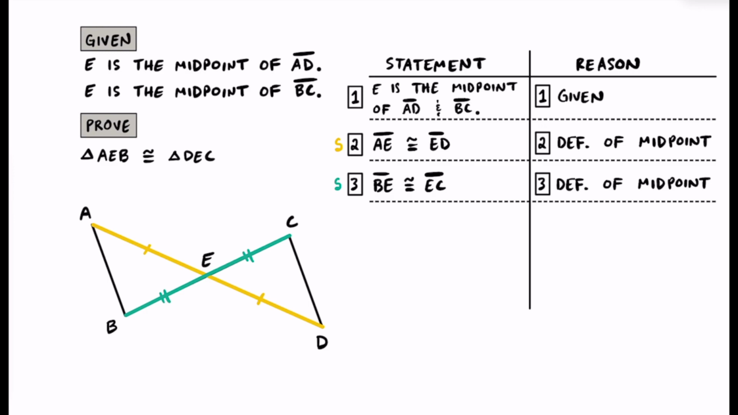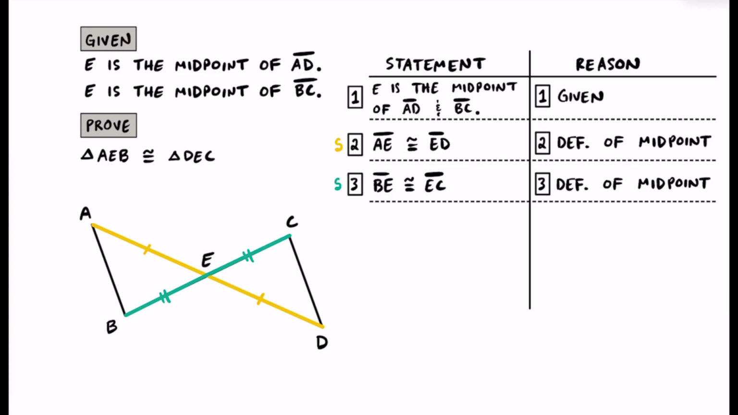So if we're trying to prove that these two triangles are congruent to each other, we already have two sides that we know are congruent. What else do we need to go ahead and prove that? If we could somehow prove that segment AB was congruent to segment CD, then we could use side, side, side. But I don't think there's any way we can prove that.